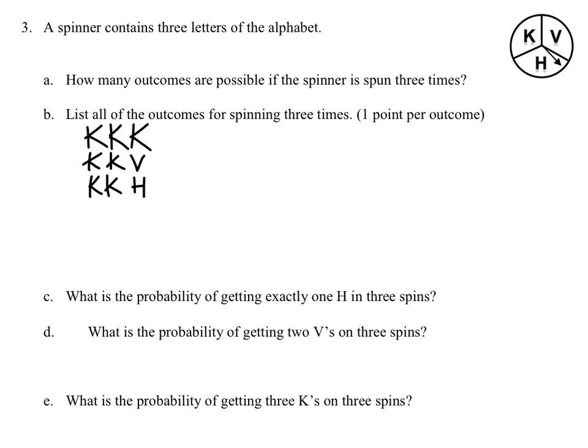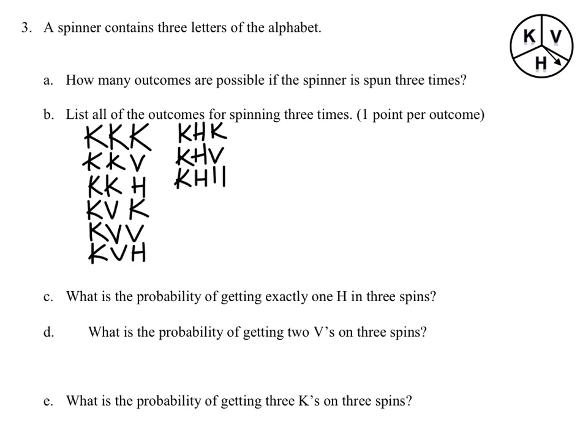Next up, if I spin a K first, then perhaps I spin a V next, and then another K. Or I can spin a K, then a V, then a V, or a K, then a V, then an H. But I could also spin a K, an H, and a K, or a K, an H, a V, or a K, an H, and an H. That's with a K on the first spin each time, and right there we have 9 to start out with.